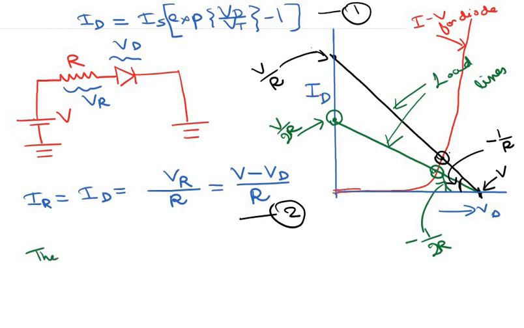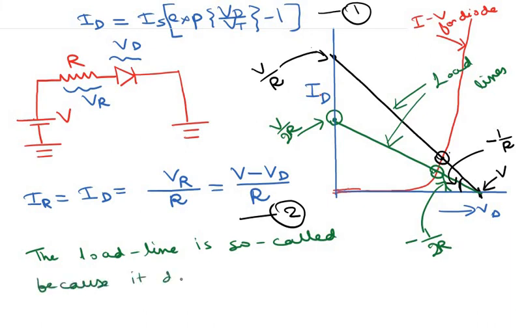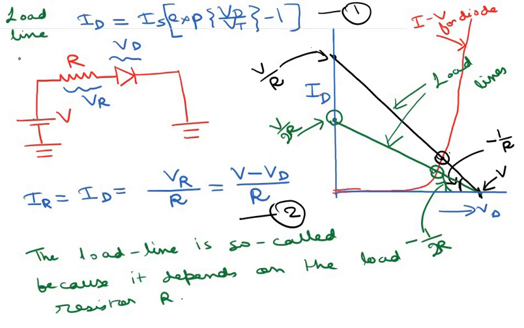So let me write it here. The load line is so called because it depends on the load resistor R, and analyzing this entire circuit of resistor and diode in this way is basically known as load line analysis. So let me write the term here, load line analysis.